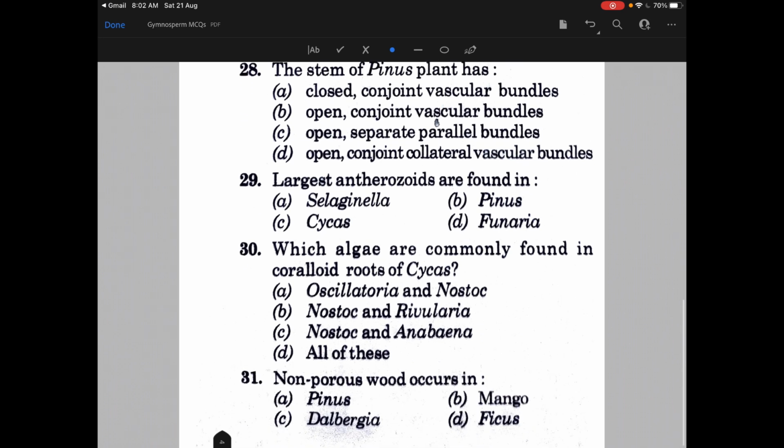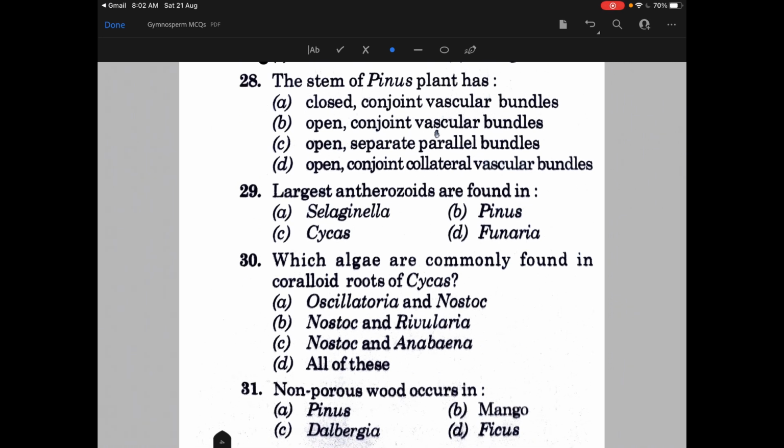Next, the stem of a Pinus plant has dash. The answer is D, that is open, conjoint, collateral vascular bundles. Next, largest antherozoids are found in dash. The answer is C, that is Cycas. Next, which algae are commonly found in coralloid roots of Cycas? The answer is C, that is Nostoc and Anabaena.